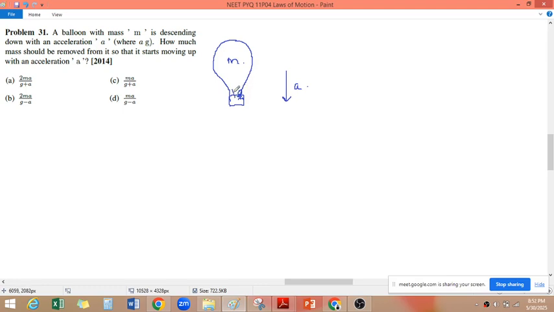You must have seen it in some YouTube videos or something. There will be some kind of a hot gas filled up in this thing. So you'll have a pump here, so it will be blowing some hot air here, and that is what will keep the balloon going upwards. So actually, there will be some F upwards, and the weight is acting downwards, M into G.